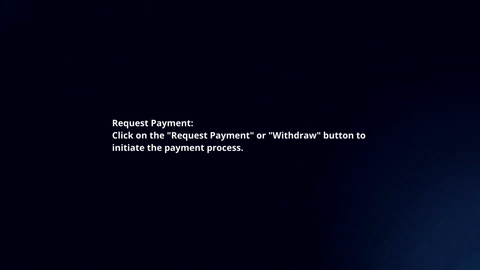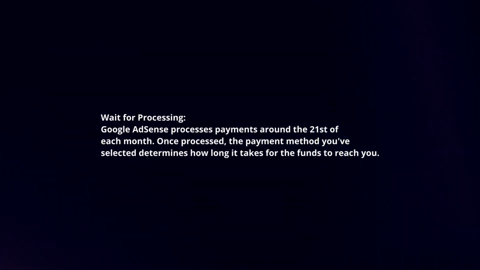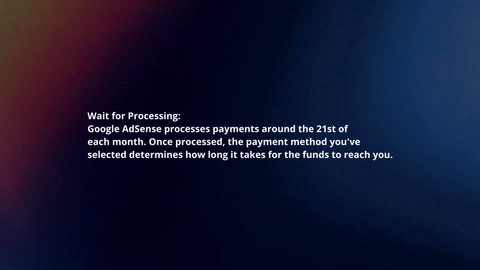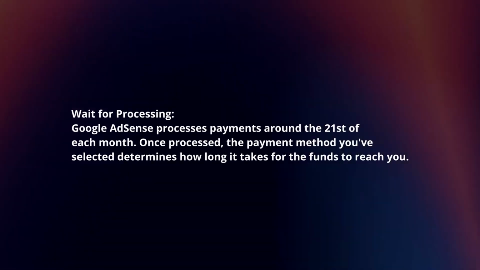Request payment. Click on the Request Payment or Withdraw button to initiate the payment process. Wait for processing. Google AdSense processes payments around the 21st of each month. Once processed, the payment method you've selected determines how long it takes for the funds to reach you.